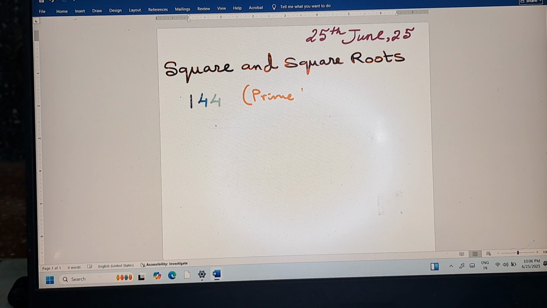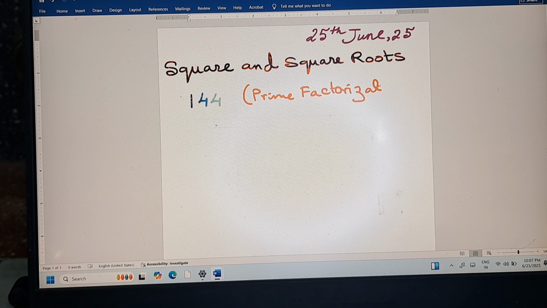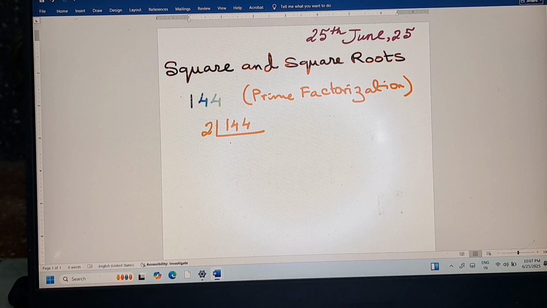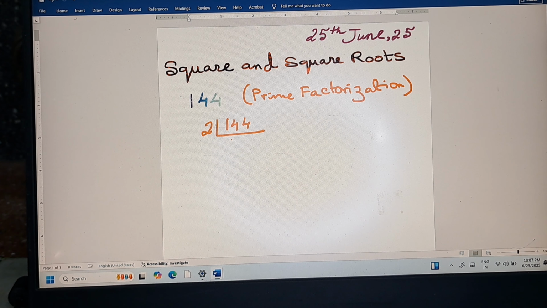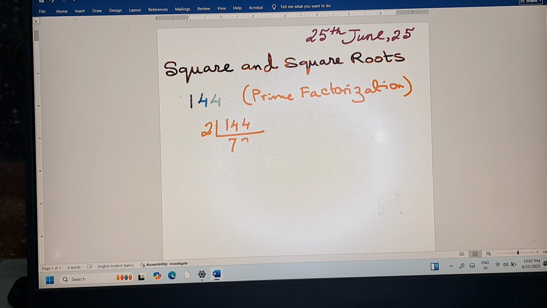Prime factorization method. So what you have to do, students, over here in 144 we will use the division method to find out the prime factors. So we will go with the number 2 because in the ones place we can see the number is 4. So we have to divide by 2. So it will be 2 1s are 2, and 2 7s are 14, and 2 2s are 4.